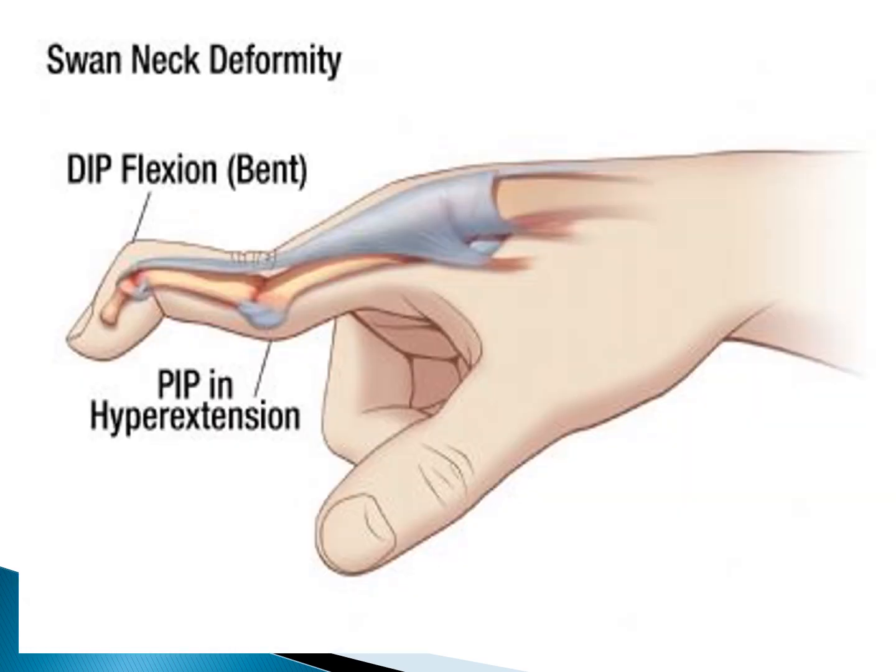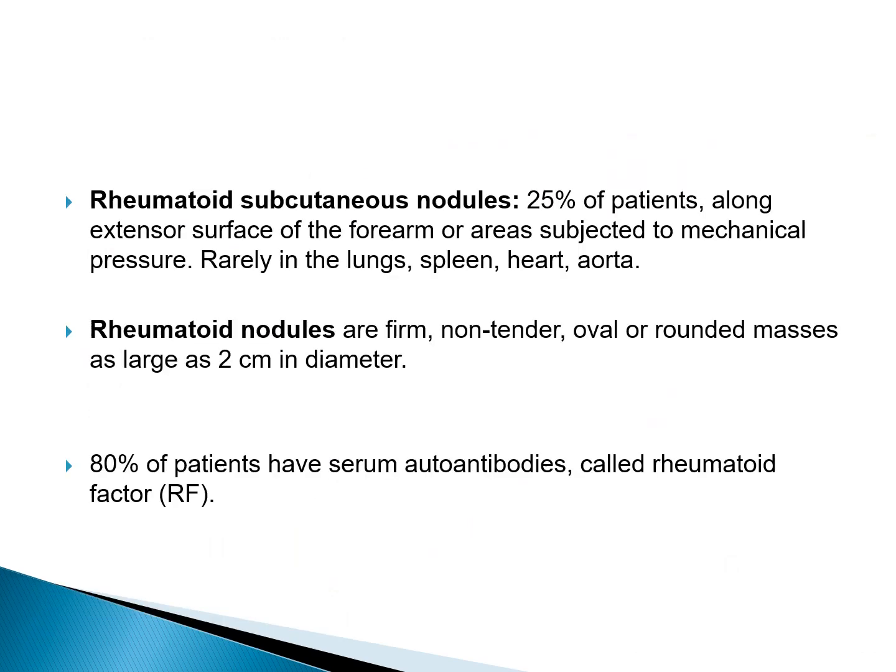The other deformity is the swan neck deformity. When I say deformity, it's a permanent deformity due to damage in the tendons around the joints. We will have here lax hyperextension, the opposite: hyperextension of the proximal interphalangeal joint and flexion of the distal interphalangeal joint. Another of the clinical features of rheumatoid arthritis is the appearance of rheumatoid subcutaneous nodules.